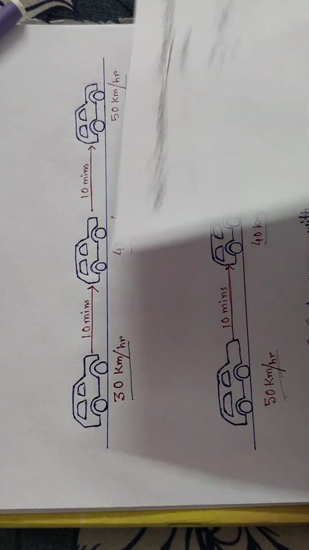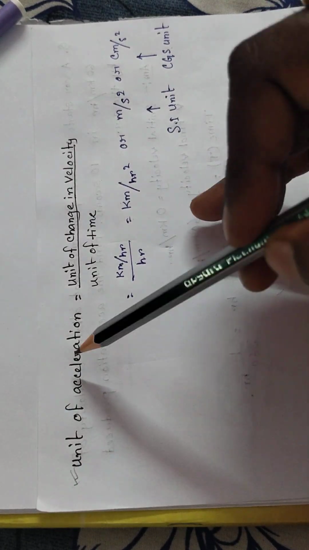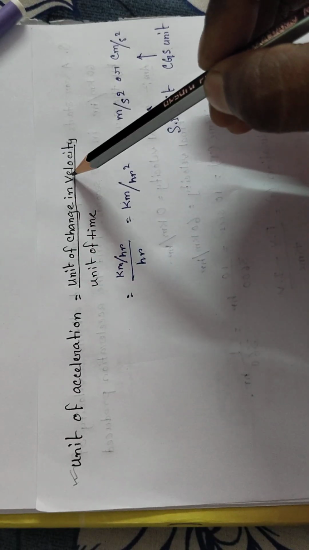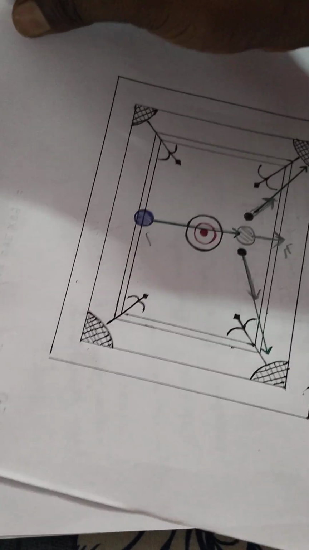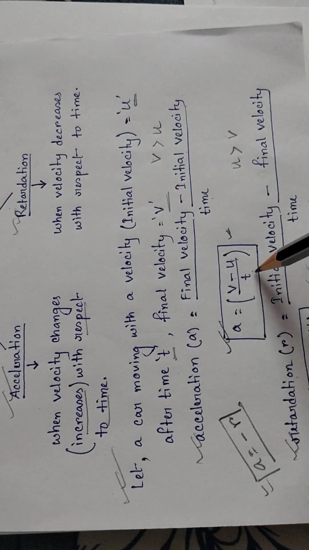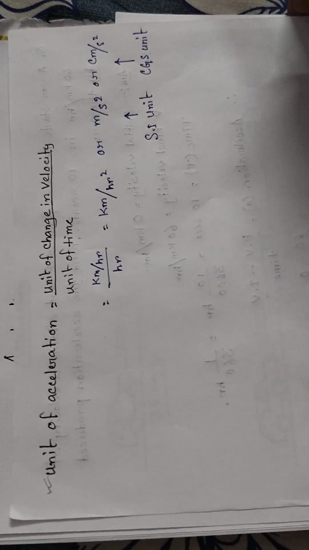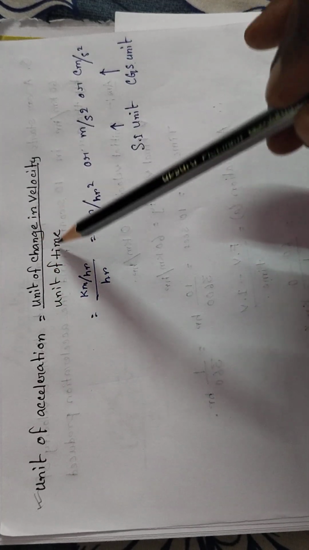Now we will talk about the unit of acceleration. Now unit of acceleration means, now see, the unit of acceleration is actually the unit of change in velocity by unit of time. Now in that case, if we see the formula, acceleration is equal to change in velocity by time. So we have to put the unit of change in velocity by time.